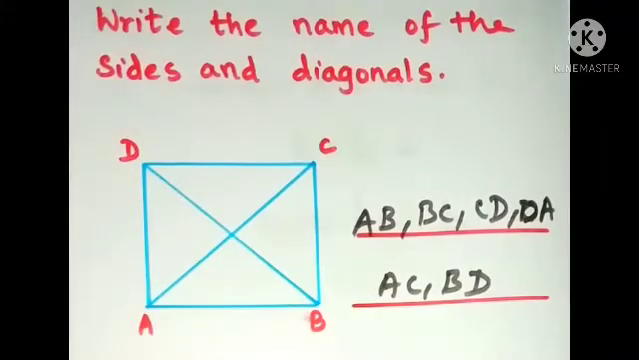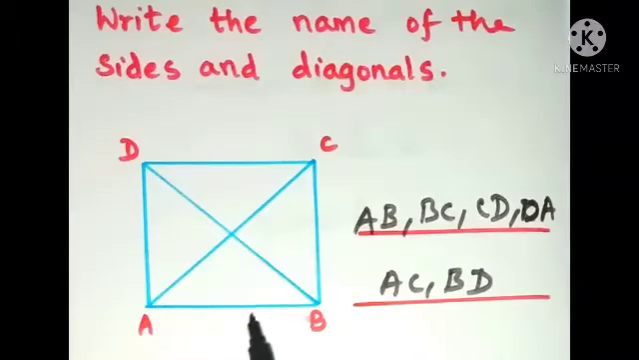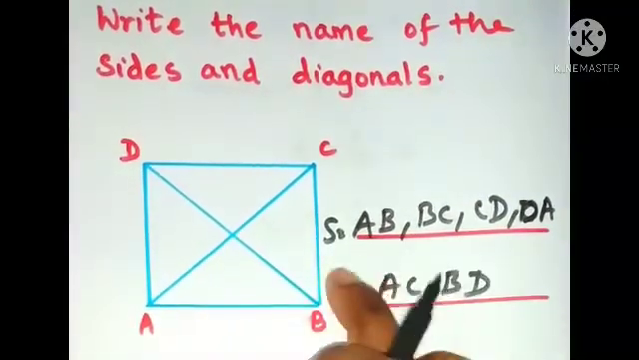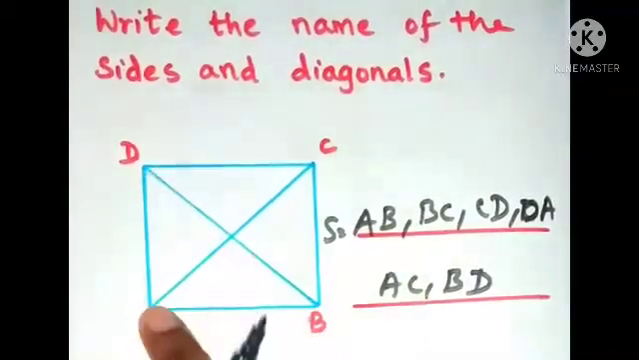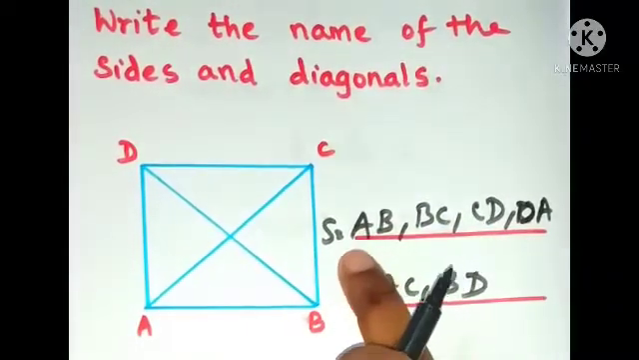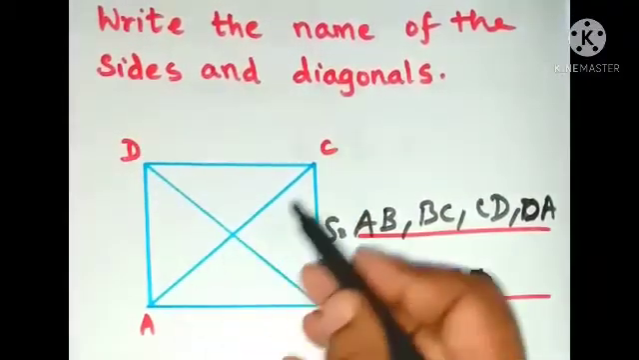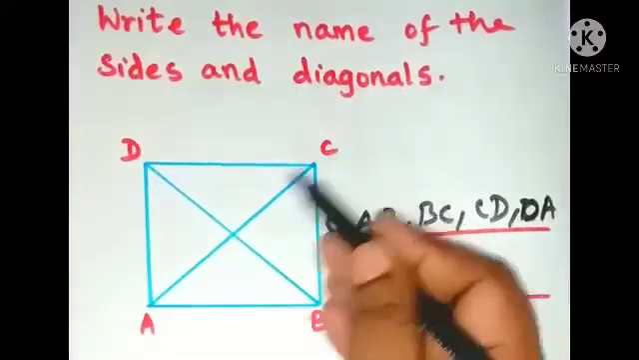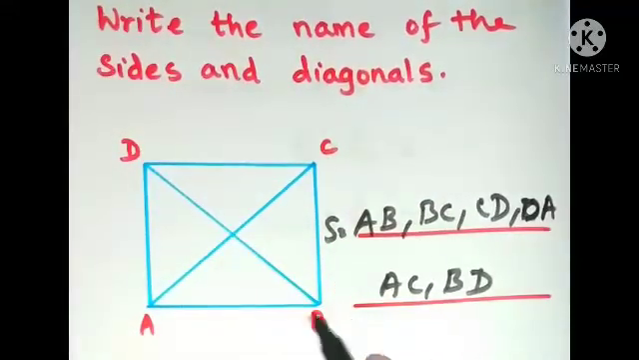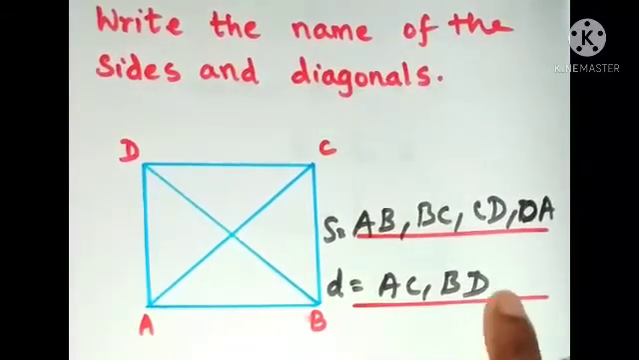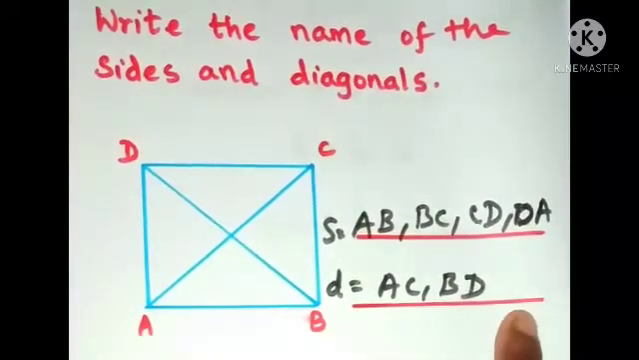The name of the sides and diagonals. So in the square, what are the sides? They have 4 equal sides: AB, BC, CD, DA. So the adjacent line segments AB, BC, CD, DA are the sides of the given square. And AC and BD, the line segments which connect the opposite vertices, are known as diagonals. So diagonals are AC, BD. Thus the square has 2 equal diagonals.